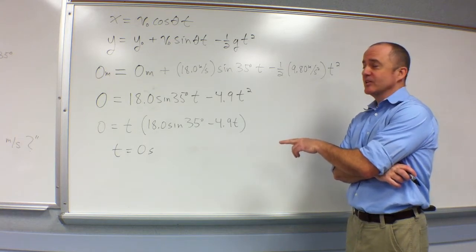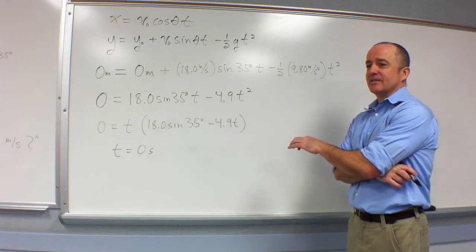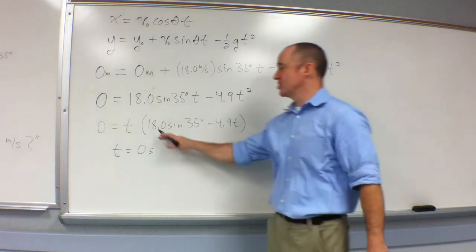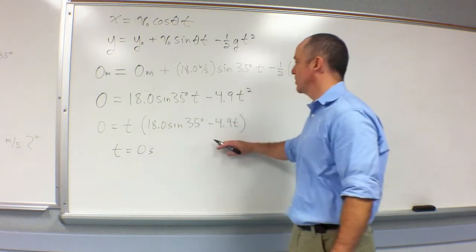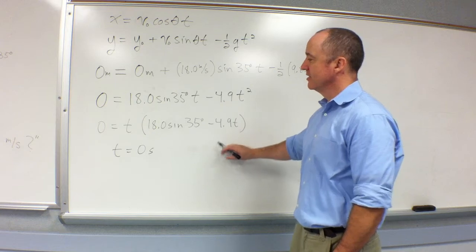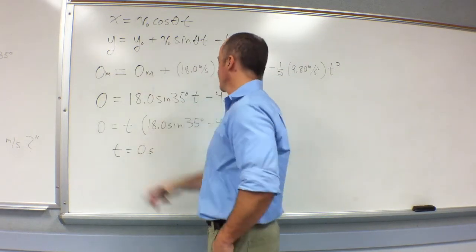Because when did the football leave the ground? It left the ground at 0. So this equation is telling us the football left the ground at 0 seconds, but that's not the one we want. We wanted when it arrived back at the ground. This is telling us when the football was launched. We want to know when it was there.